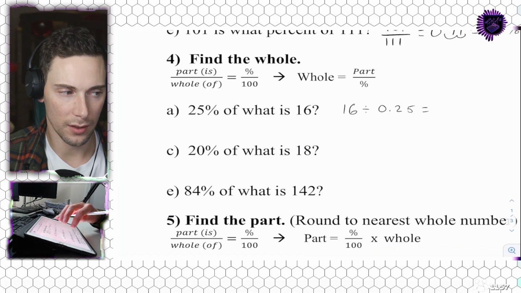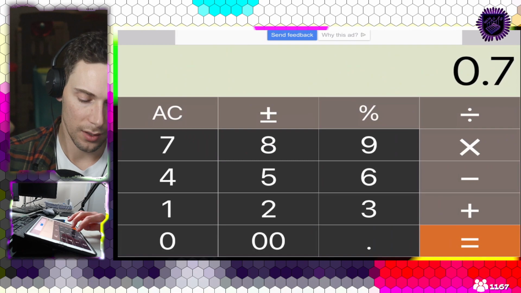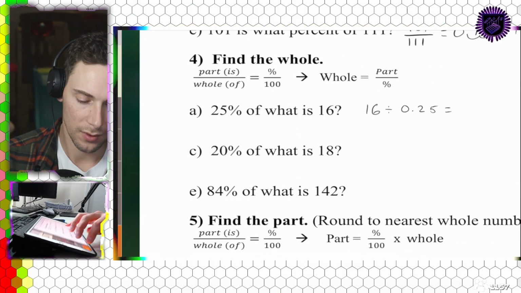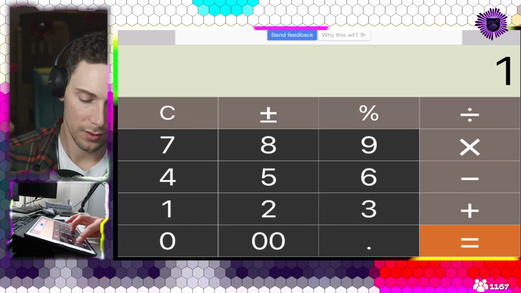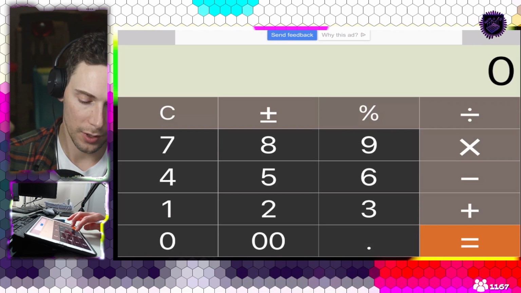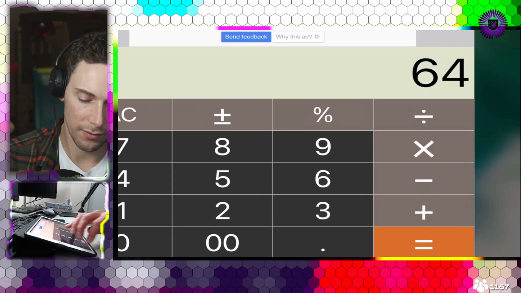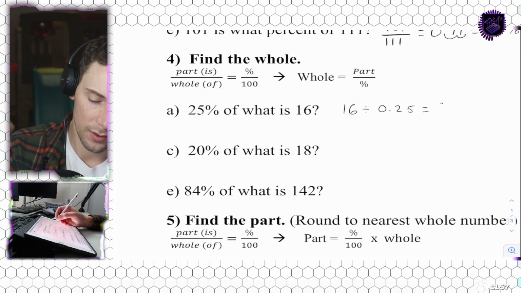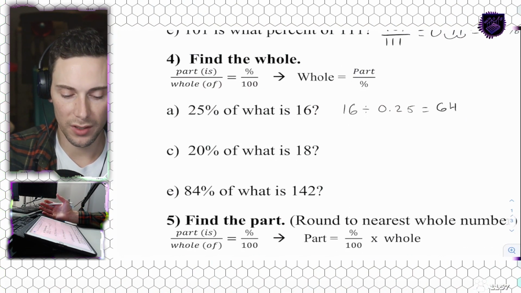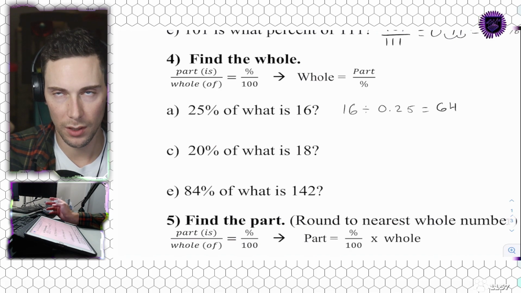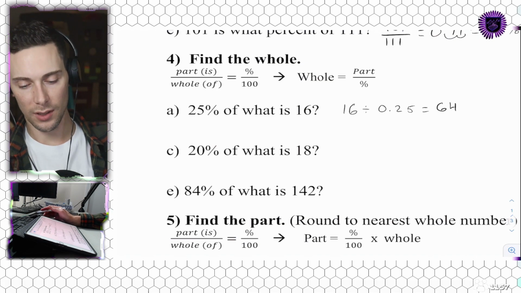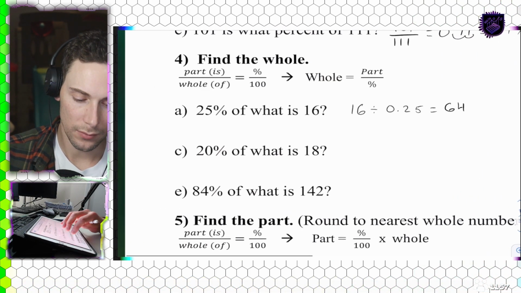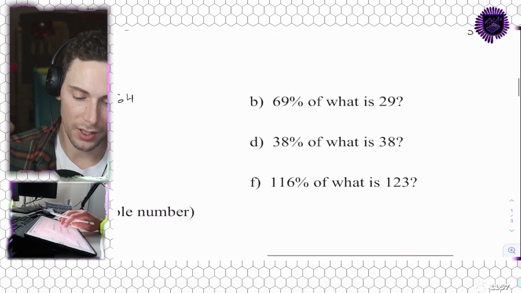I'm going to use my calculator because that's what's on my screen. 16 divided by 0.25. 16 divided by 0.25 equals 64. So our total is 64. 25% of 64 is 16. Let's go to the next question.